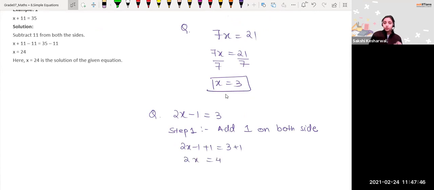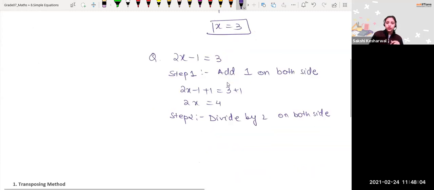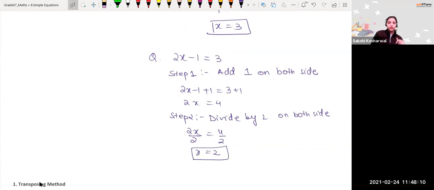Now what will be step 2? Now 2 is in multiplication with the x, so you will be dividing. Step 2 will be divide by 2 on both sides, right? Yes, on both sides. So 2x by 2 is equal to 4 divided by 2. So x is equal to 2. So this method is called a systematic method.